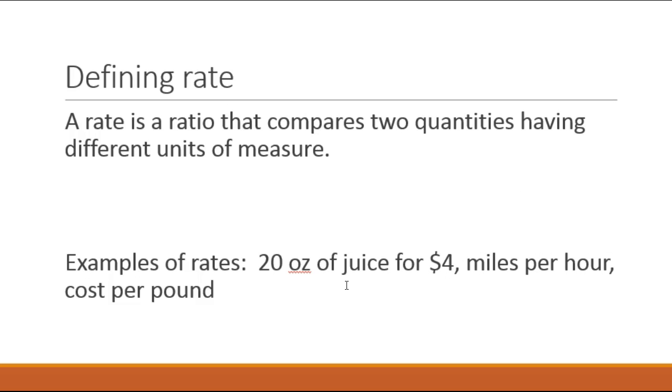Defining rate. A rate is a ratio that compares two quantities having different units of measure. Examples of rates: 20 ounces of juice for $4, miles per hour, cost per pound.